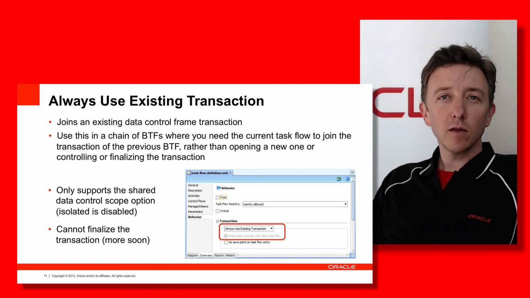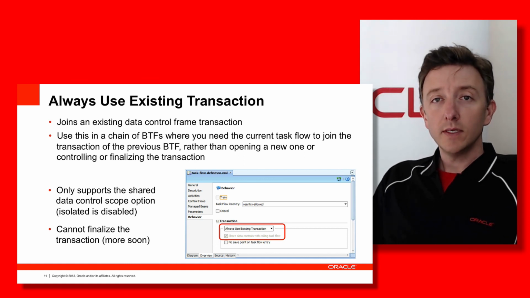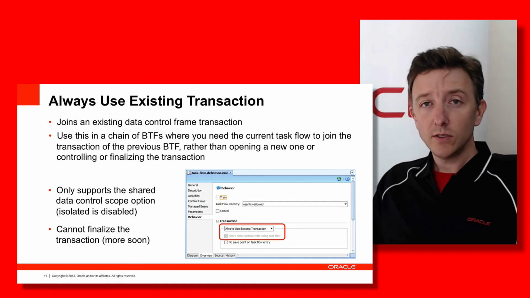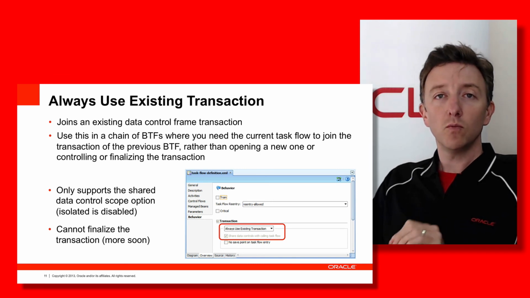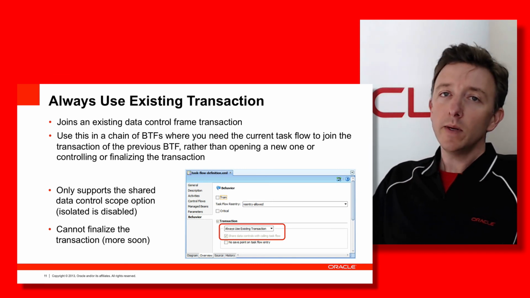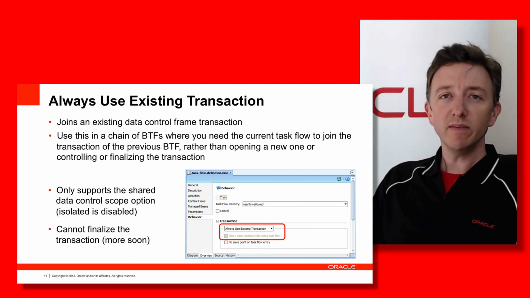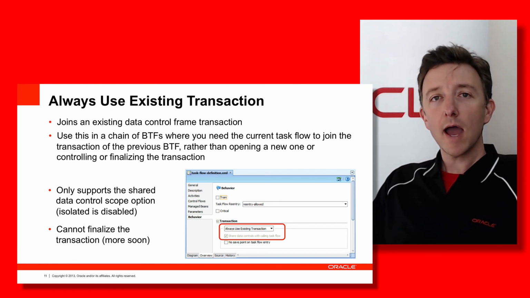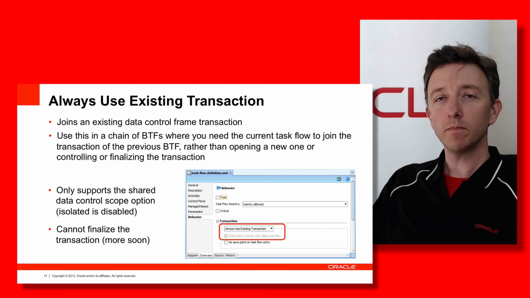Again, as the slide alludes to here, there are considerations from this particular option, the always use existing transaction option. If you call a task flow return with commit and rollback set, well, in this case, the commit and rollback will be ignored. Because if you remember from the previous slide, the always begin new transaction option, only that guy can commit and roll back all the data control instances attached to the frame.